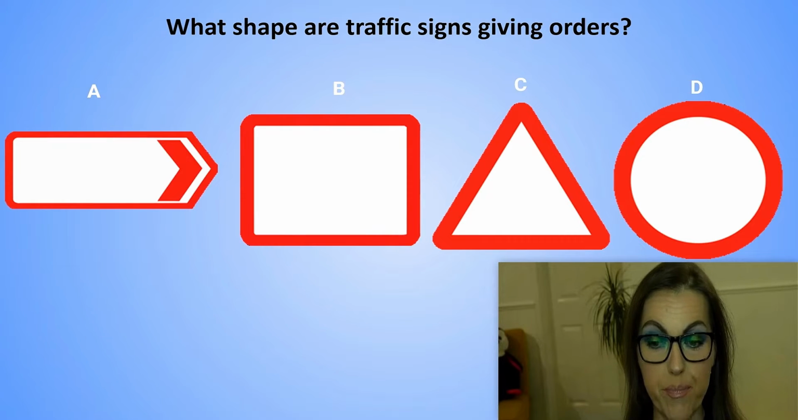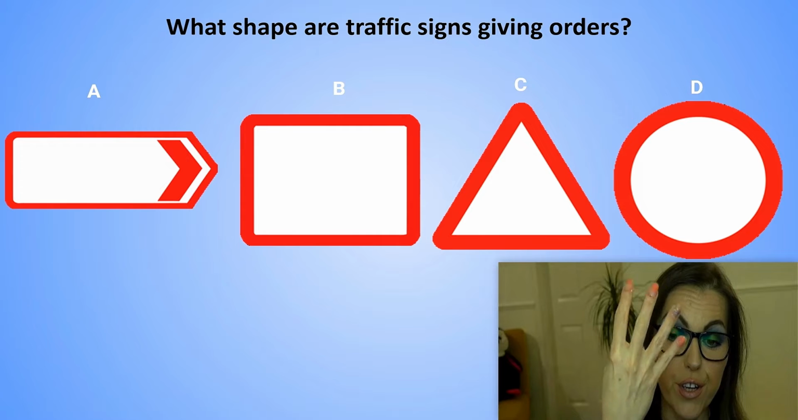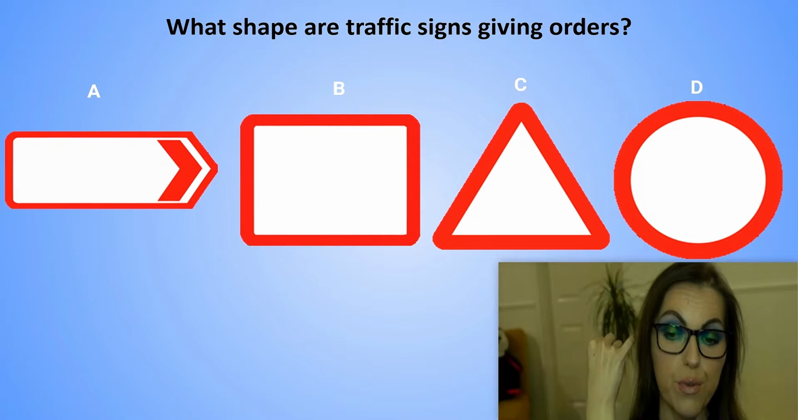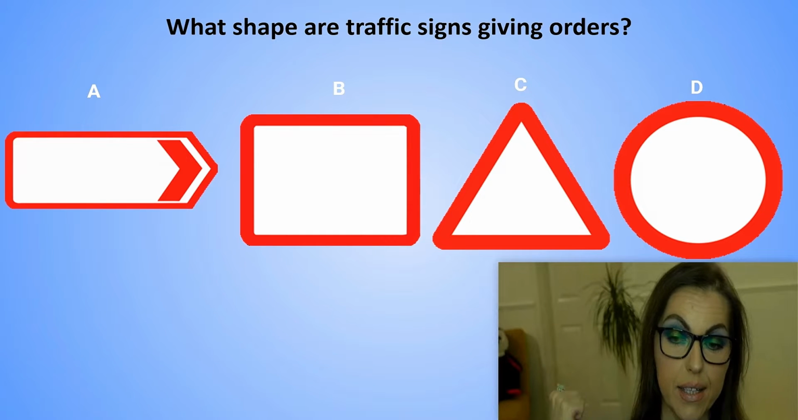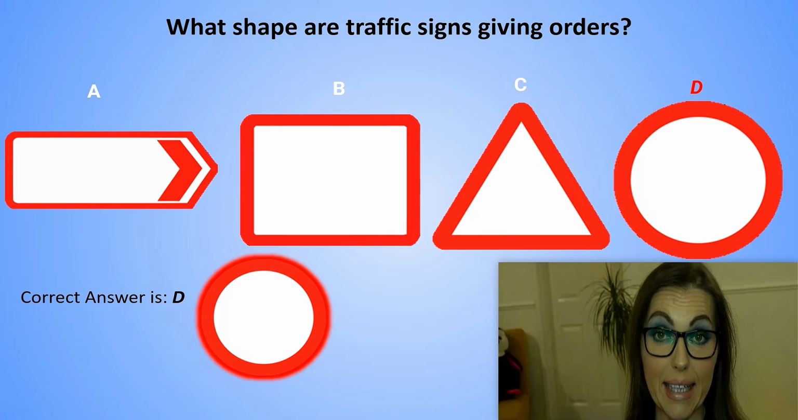Next question. What shape are the traffic signs giving orders? Shape A, shape B, shape C, or shape D? And let's begin the countdown. 5, 4, 3, 2, 1. And the correct answer is D.